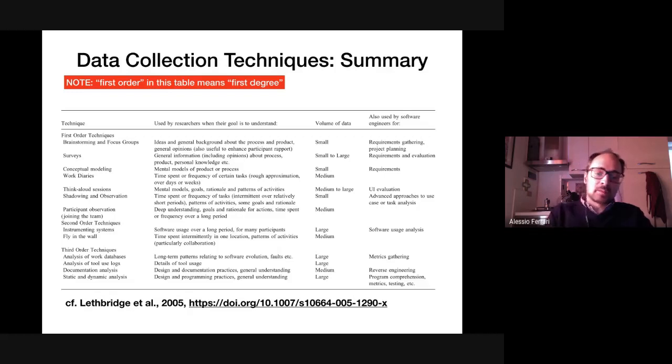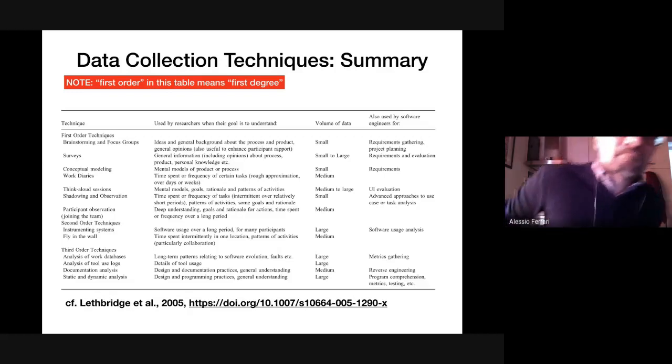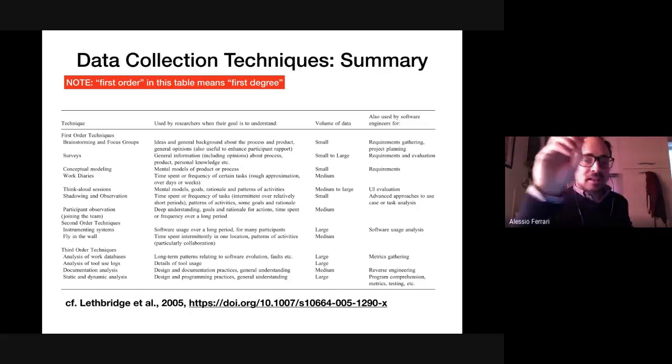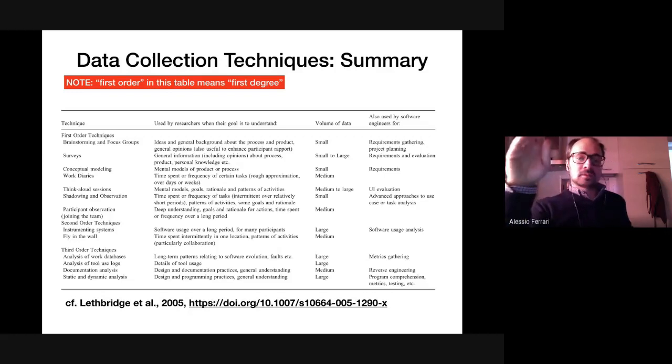here I took the table from this paper in which they use this synonym between first degree and first order. So we have first degree technique, second degree technique, and third degree technique. Here you have a complete summary and explanation of when they are used by researchers, and the volume of data that you have to deal with. And there is an interesting column, okay? An interesting column about what is also used by software engineers.